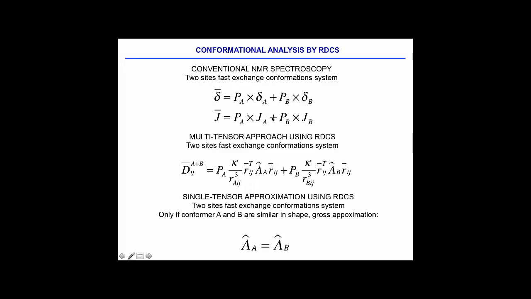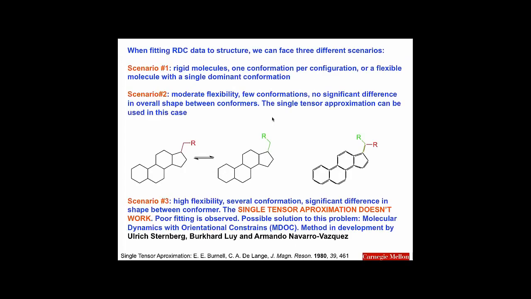Then we just remove A outside, and then you end up in a situation like this. And then you have to align the molecules. So probably Armando will tell you this in more detail when he teaches his webinar. So I decided to classify now the use of RDCs in 3 different scenarios. Scenario number 1 is rigid molecules, 1 conformation per configuration, or a flexible molecule with a single dominant conformation. This is easy. This is exactly what we did for string 9.